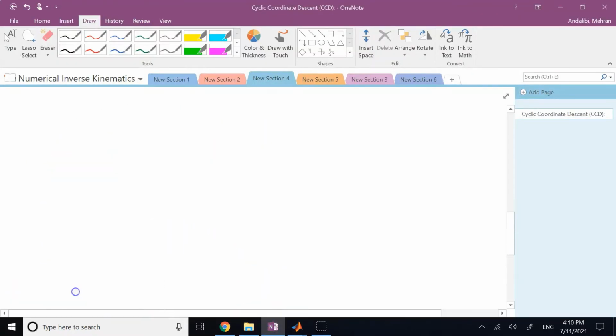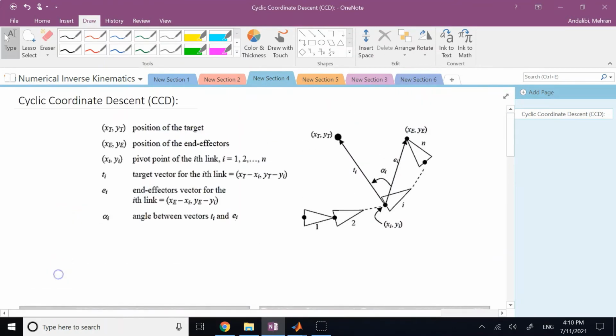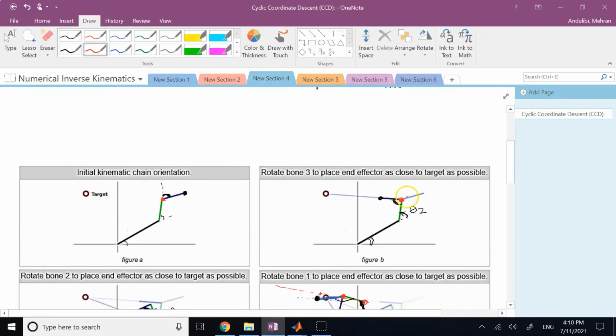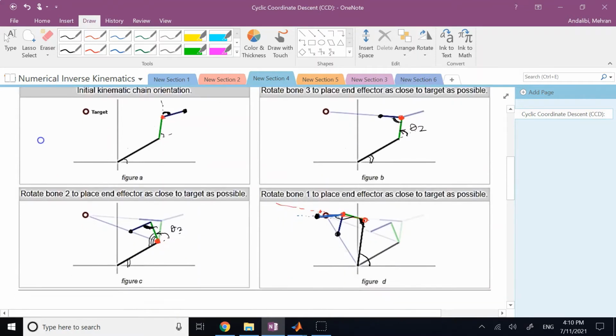Now, let me briefly talk about the math here. As I said, it's not complicated math. All you need is to align the line that connects your joint of focus, the joint that you are focusing on, to the end effector, with the line that connects that joint to the target.